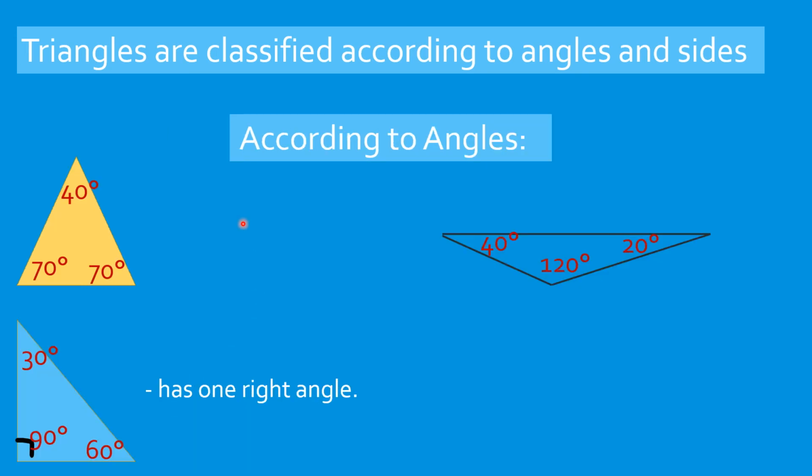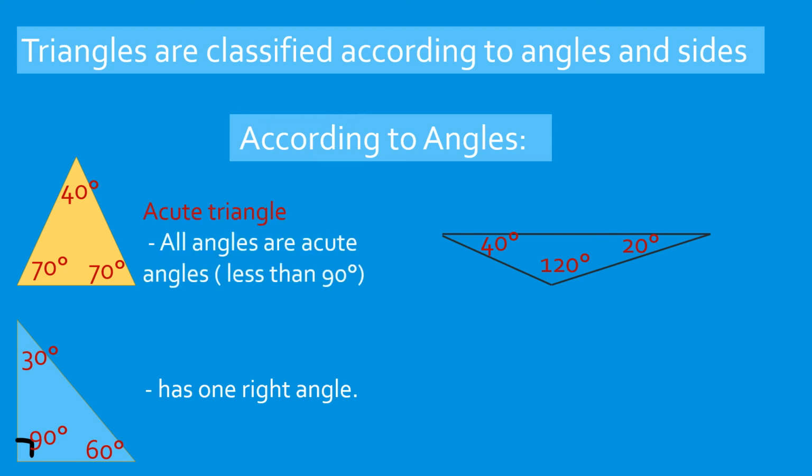So triangles are also classified according to angles. Observe the angles here: 70, 70, 40. This kind of triangle is known as an acute triangle. All angles are acute angles. When we say acute angle, the measure of that angle is less than 90 degrees. So all of these, 40, 70, 70, are acute angles, less than 90 degrees.